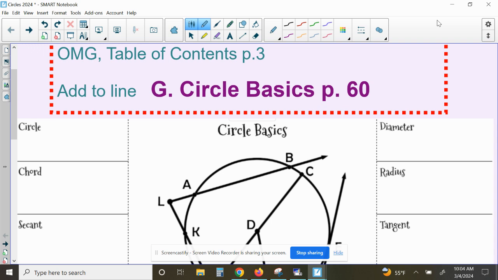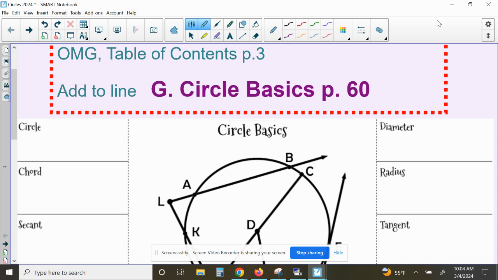So on line G, on page 3 of your table of contents, you are adding circle basics. Circle basics to line G. We're going to do these notes and we're going to glue this baby in today. We're going to use lots of colors.